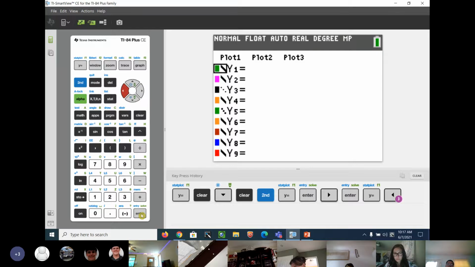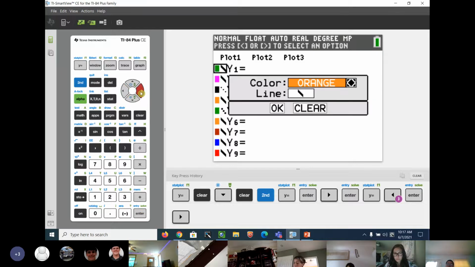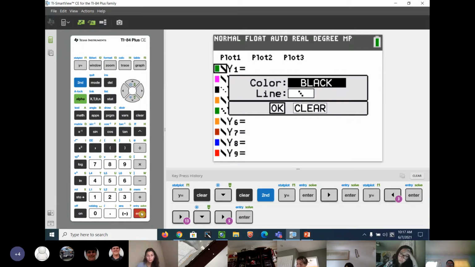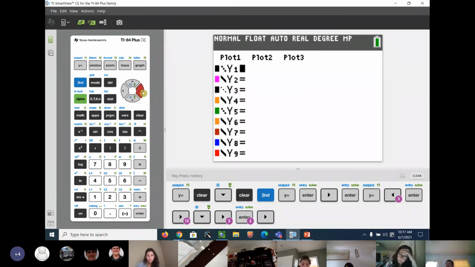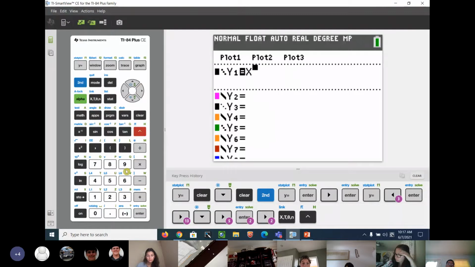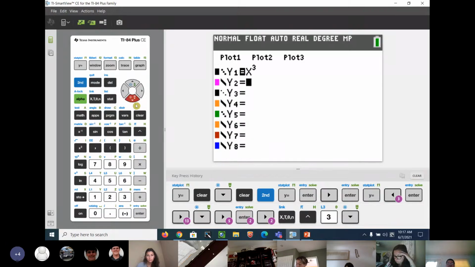I want to go with black. And I want to make it dashed because I'm going to do the basic model. And that's going to be x cubed. X cubed. There's your basic model. There's your parent graph. And then this one is going to have a little bit more of a saddle because you got another x.